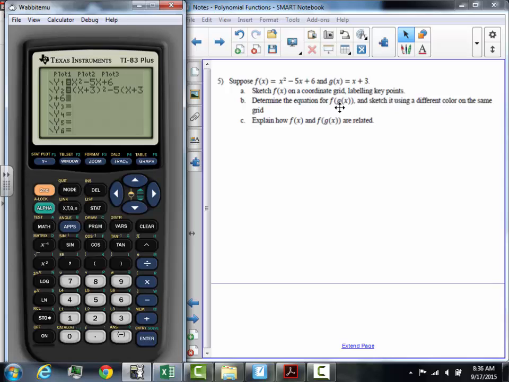If you were asked to do f of g of x, that means take this g of x function and shove it inside of both of those x's right there.